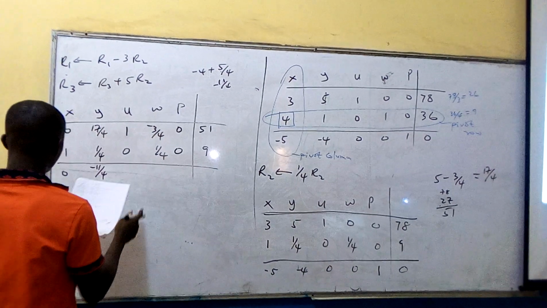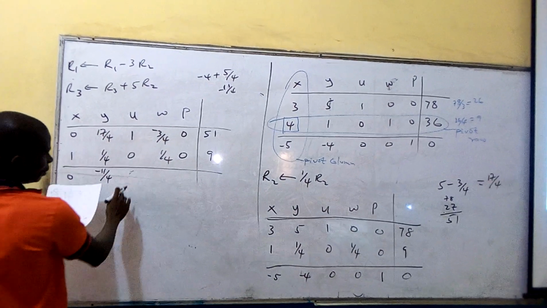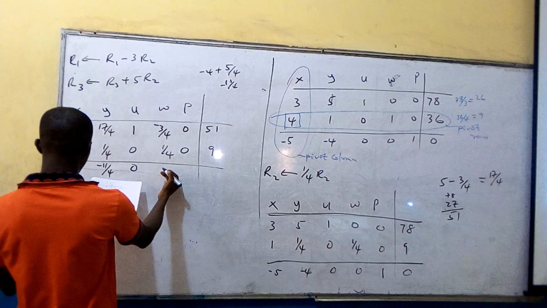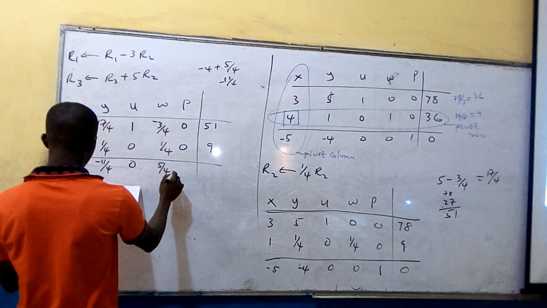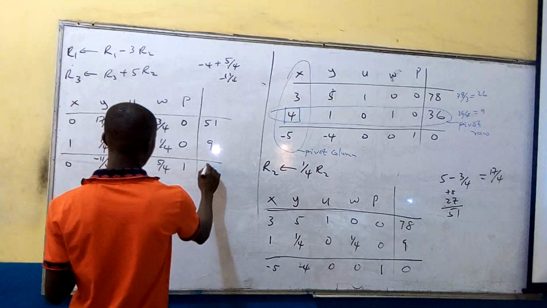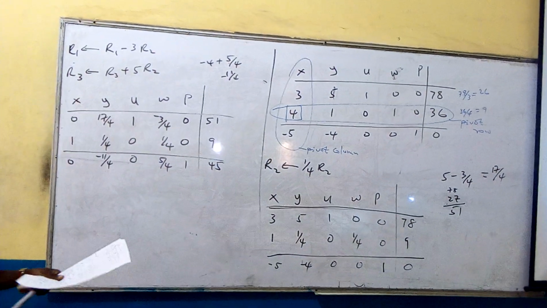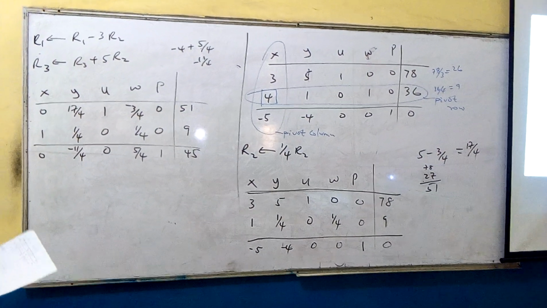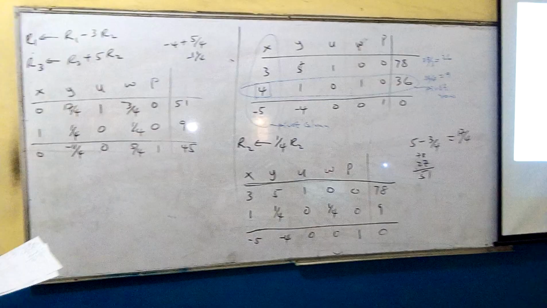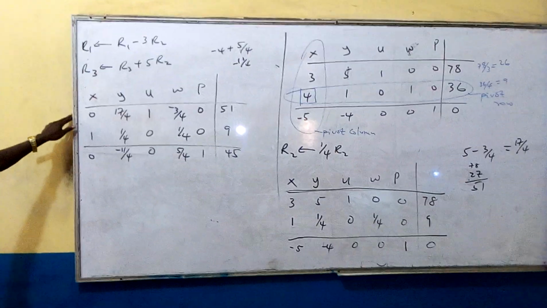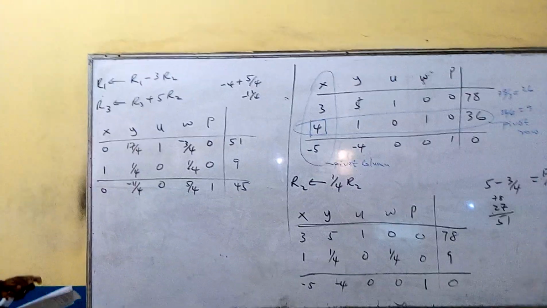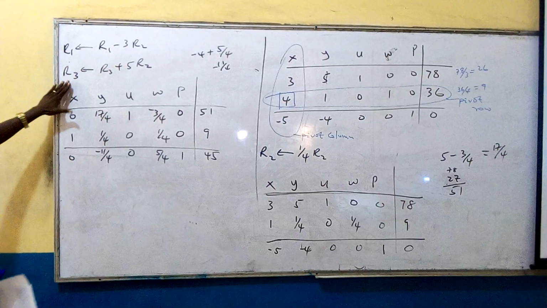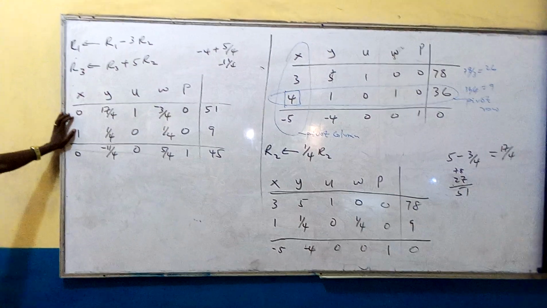Then we'll go to 0. So it will be 5 times that. This one is 0. And this one, I think you get 5 over 4. Yes, 1. Then the right hand side will be 45. So you see now, only the first one is non-zero, and the rest should be 0. So the first one, we are done. Now this column is a unit column.